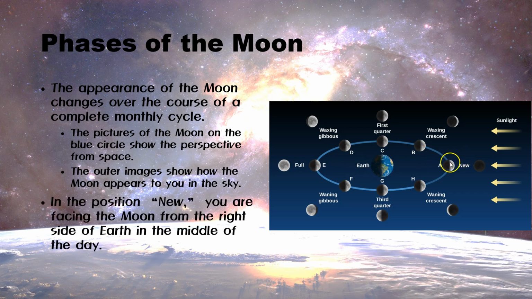Now, if we look at this position new, as I mentioned, we are facing the moon from the right side of the Earth in the middle of the day. So at this point, we can't see the moon, and that's perfectly fine. Because as we start shifting here, we're going to see the moon start shifting its position throughout the day as well.